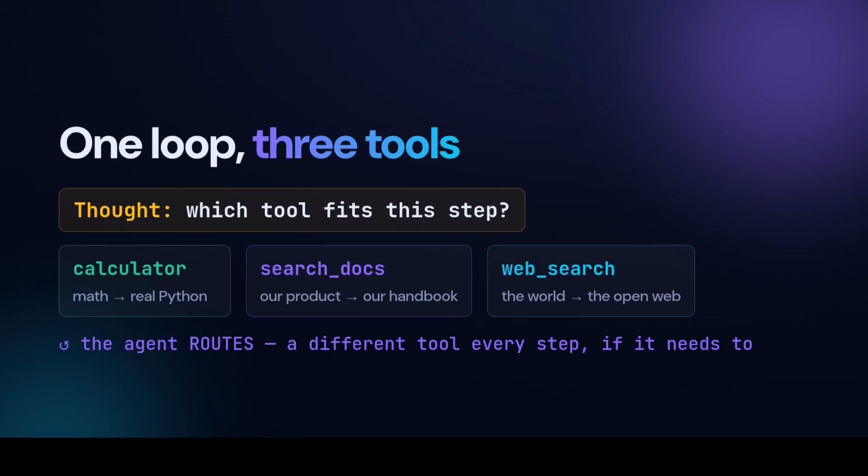So a single task can flow through all 3. It looks up a number in your handbook, hands the arithmetic to the calculator, then searches the web for something neither of those would know, and stitches the whole thing into one answer. The intelligence isn't in the tools. It's in knowing which one to pick.